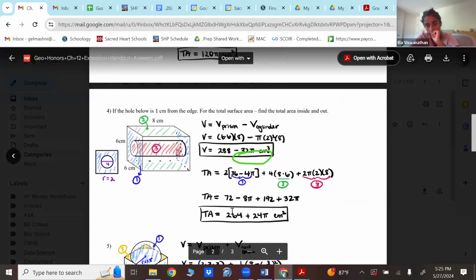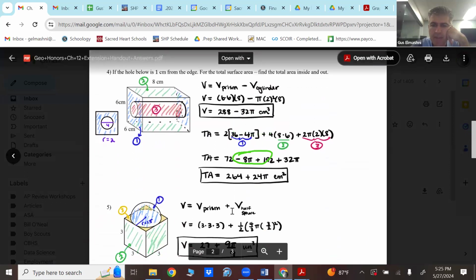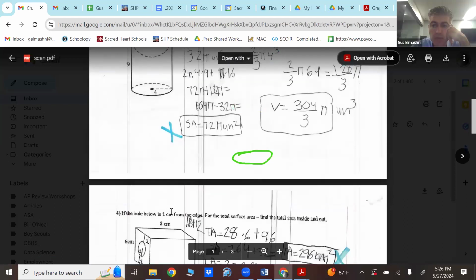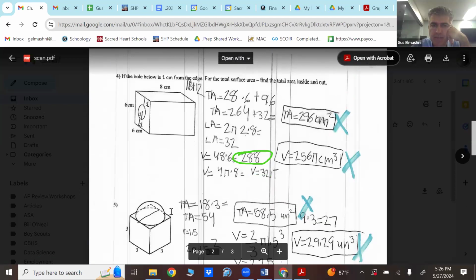You're just, the carelessness is killing you. That's really what's happening. No, it makes sense. Her solution totally makes sense. Volume prism, volume cylinder. Oh yeah, I understand the volume. Oh, so it's a total surface area. Okay, got it. Okay, let's back up then.